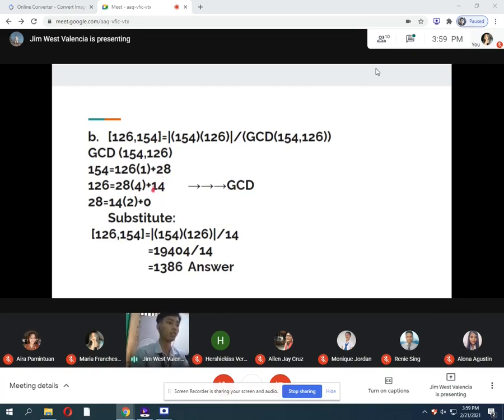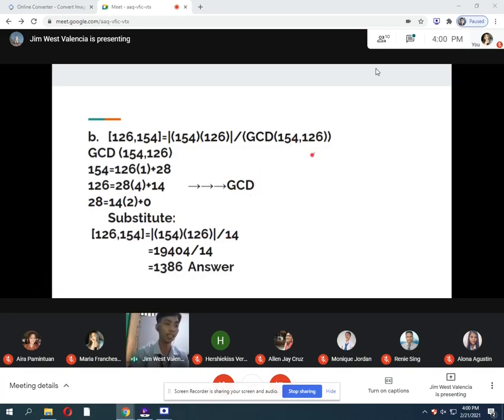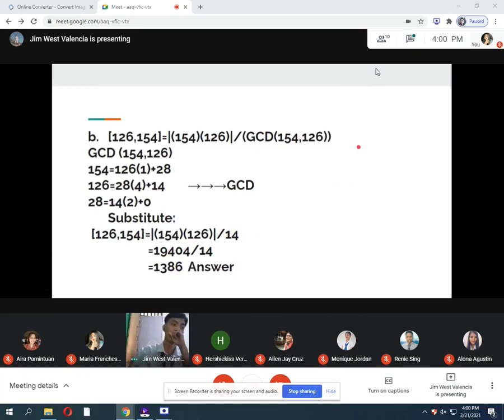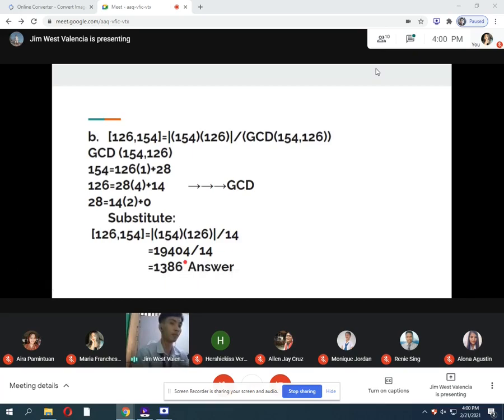So we can now substitute to the formula the absolute value of the product of A and B, the absolute value of product of 154 and 126 divided by the GCD of 154 and 126, which is 14. So multiply first the product. So the answer is 19,404 divided by 14. The answer is 1,386. Okay, any questions so far? Malinaw naman po ba sa inyo lahat?